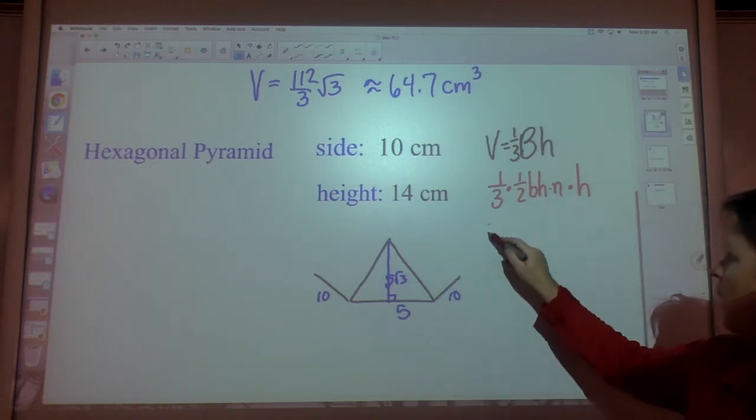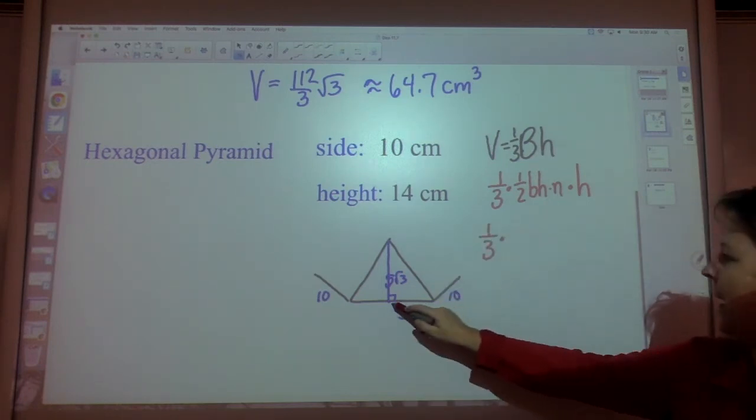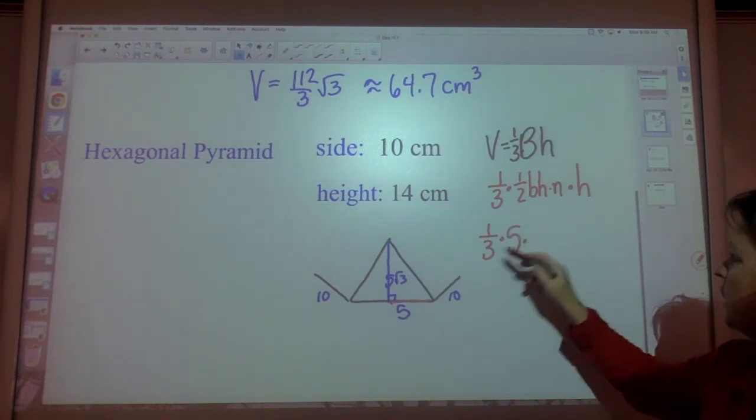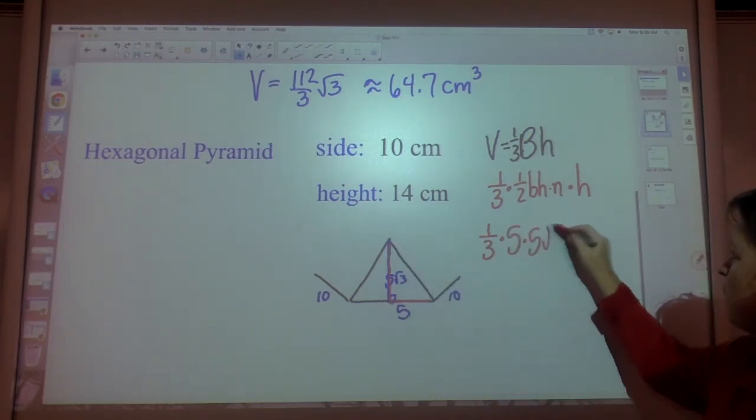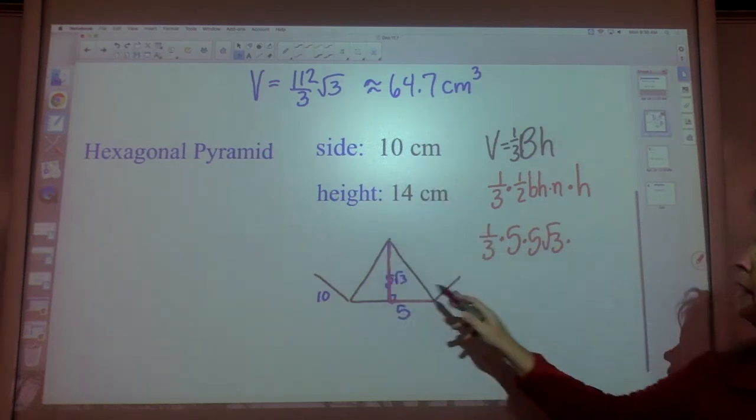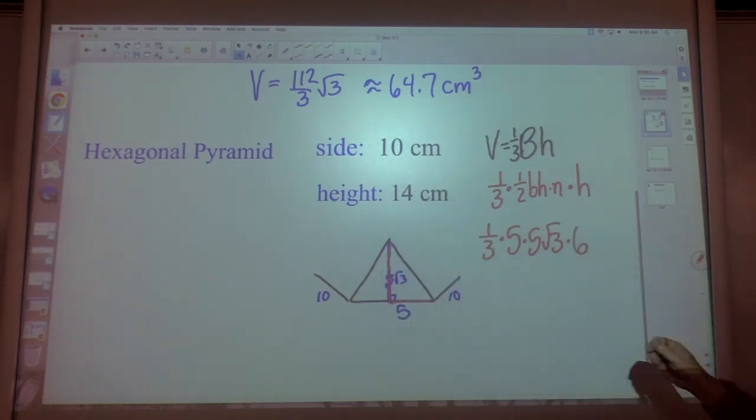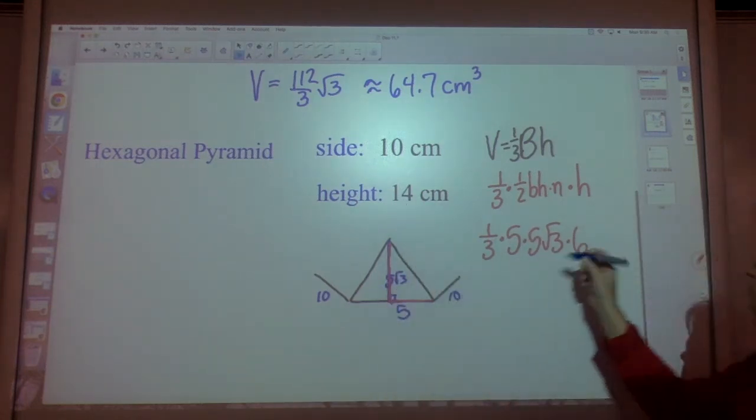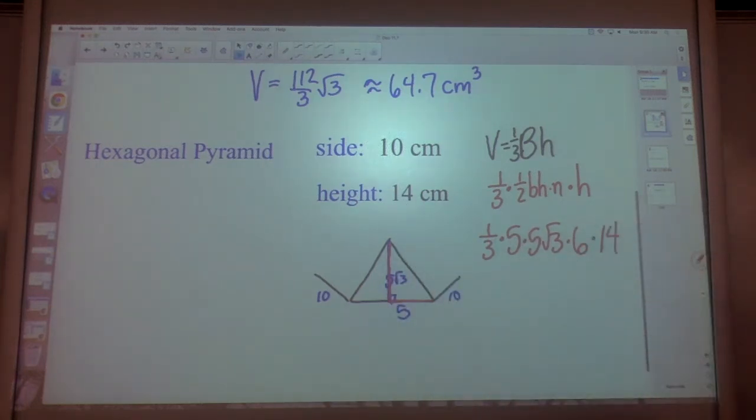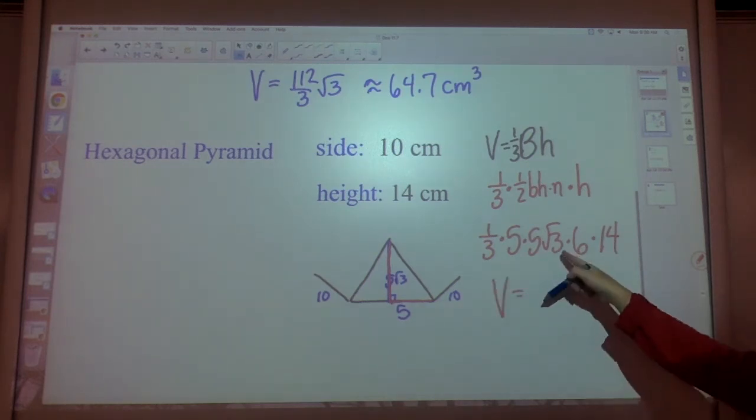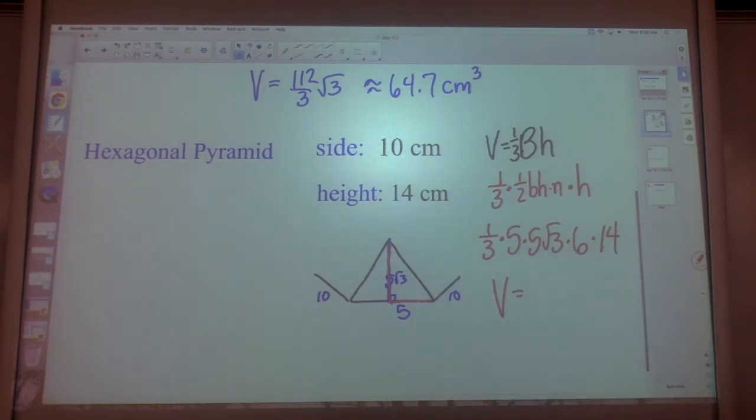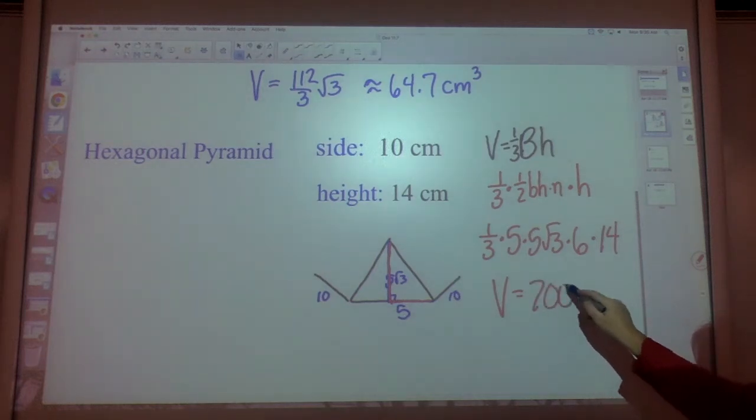So we're going to go with 1/3 times half the base, 5, times the height, 5 square root of 3, times number of sides, 6 in a pyramid, times the height over all of the pyramid, which is 14. Now, when you multiply this together, if we want the exact answer, the square root of 3 is the only thing that's irrational. Let's take 1/3 times 5 times 5 times 6 times 14. And you get 700 square roots of 3.